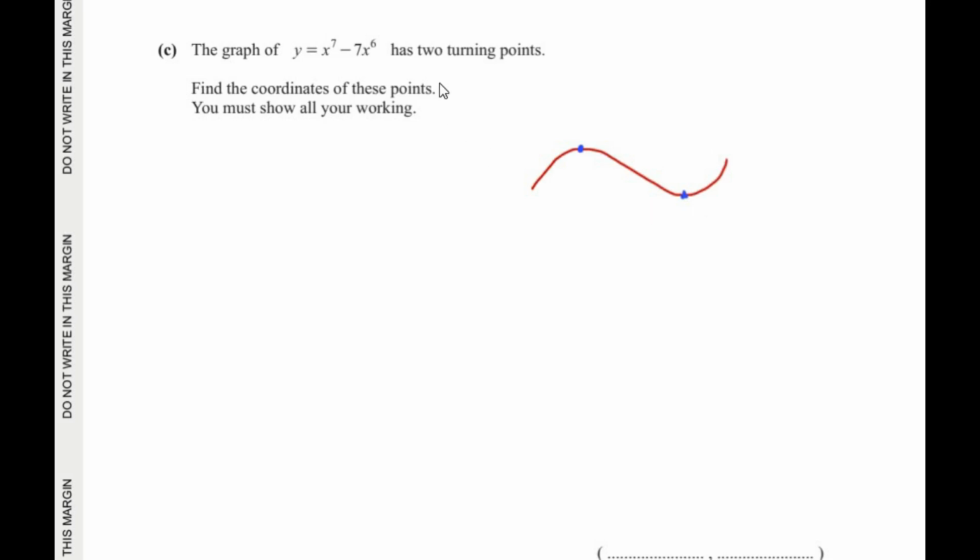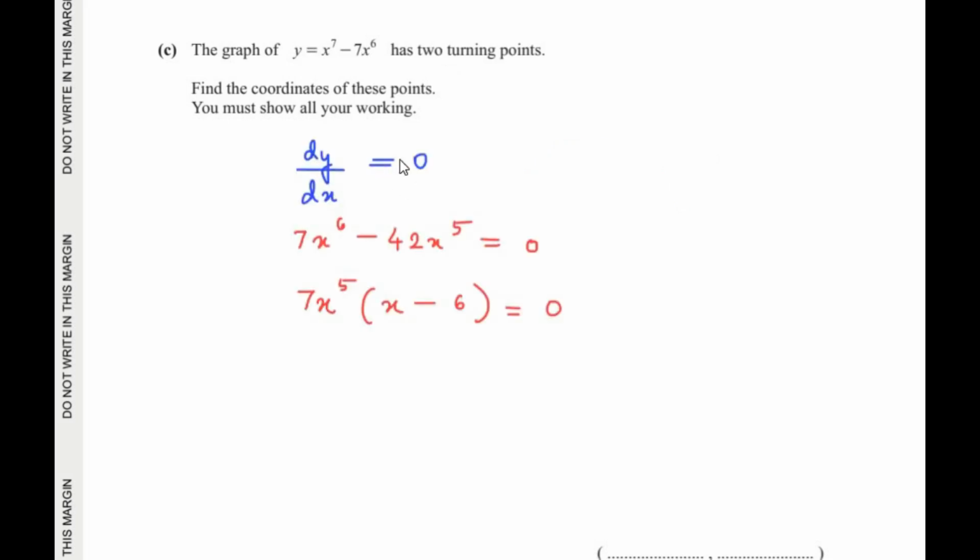Now remember that whenever they ask you to find out the turning points or stationary points, you have to take the derivative of the given equation equal to 0. So here we have to take dy by dx of this equation equal to 0. So here dy by dx equal to 0, and dy by dx of this equation we had already found in part A of this question as 7x to the power of 6 minus 42x to the power of 5 equal to 0. Now we have to factorize the left hand side.